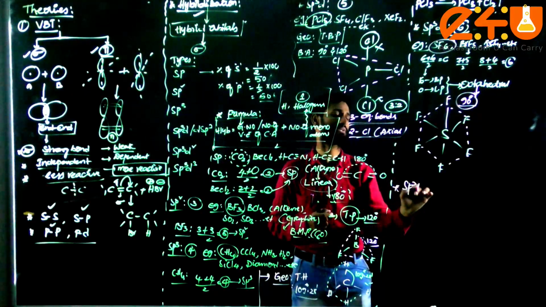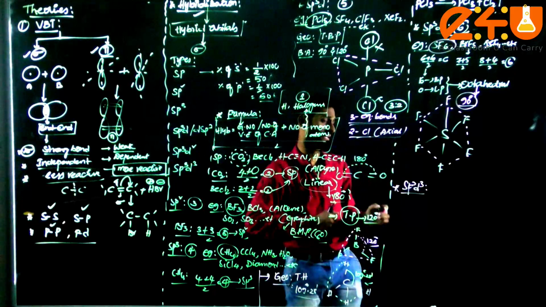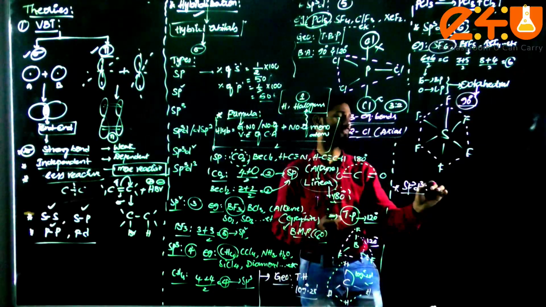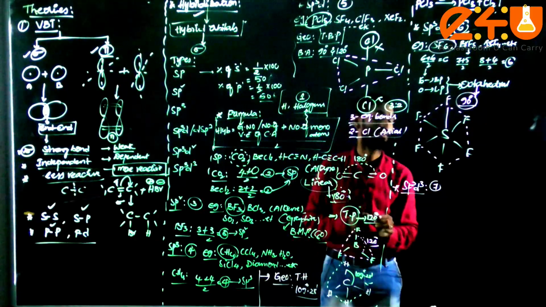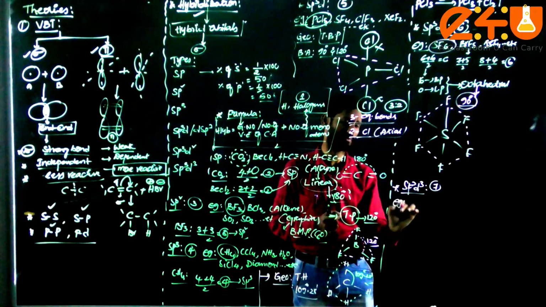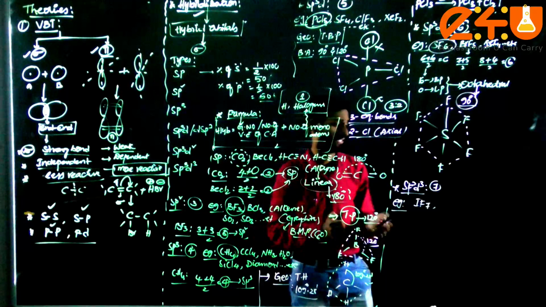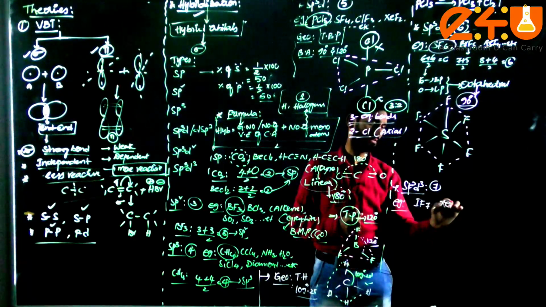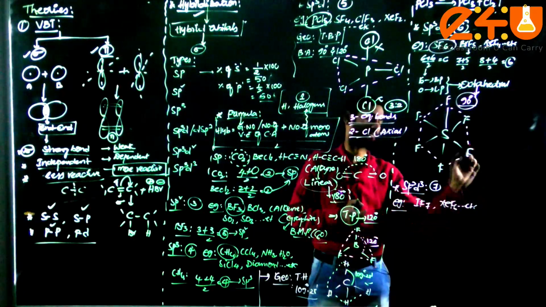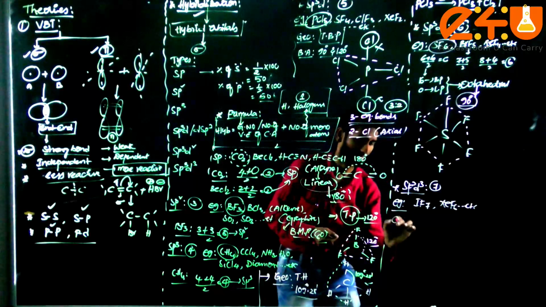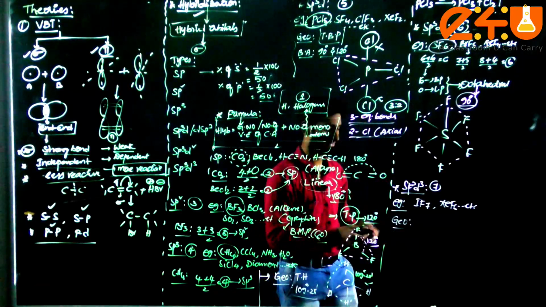And coming to the last one, sp3d3. The total number of hybrid orbitals for sp3d3 is 7. Next, what examples come under it, sir? Here IF7, as well as XeF6 and so on. If you take IF7, what about the geometry of this one?